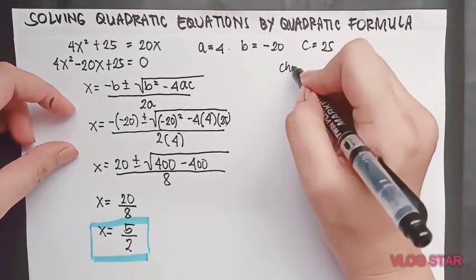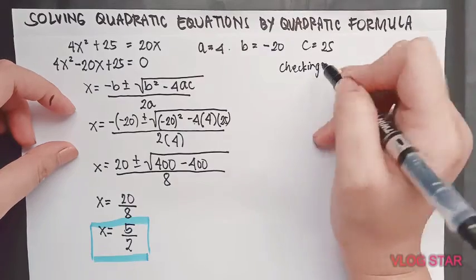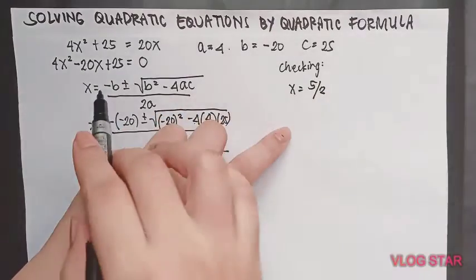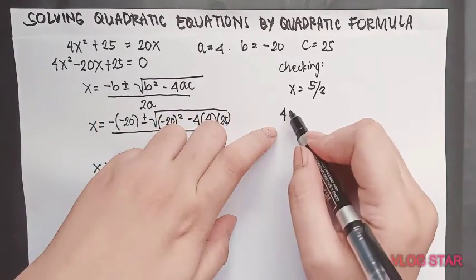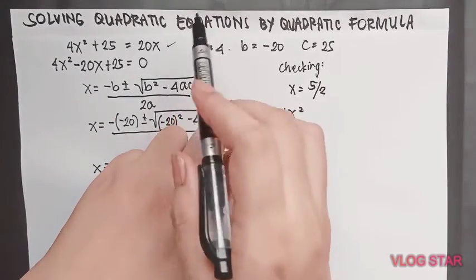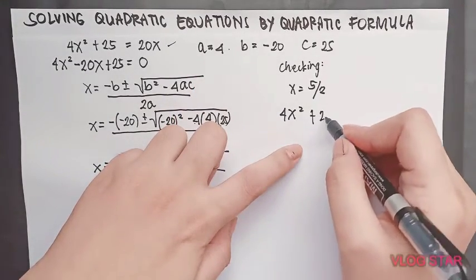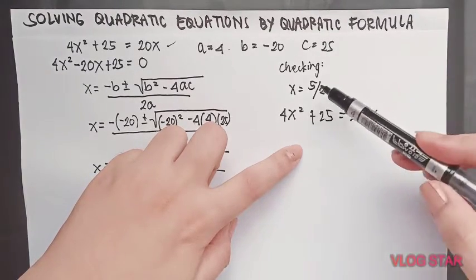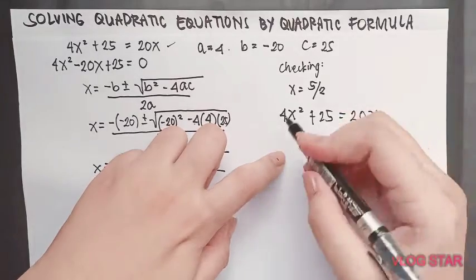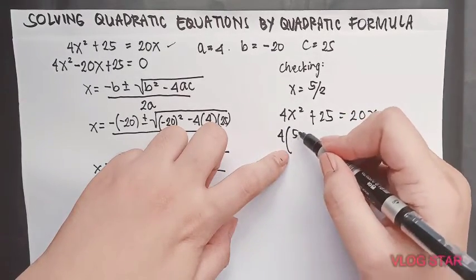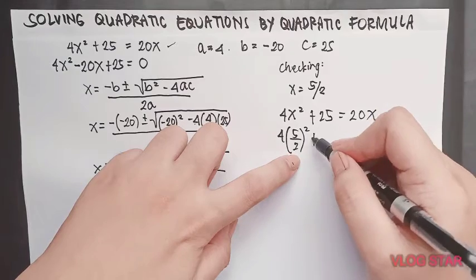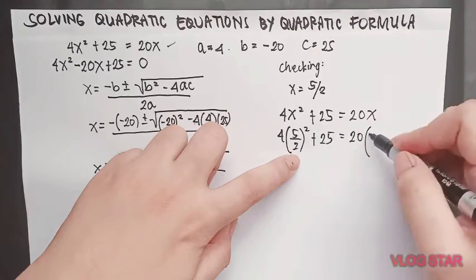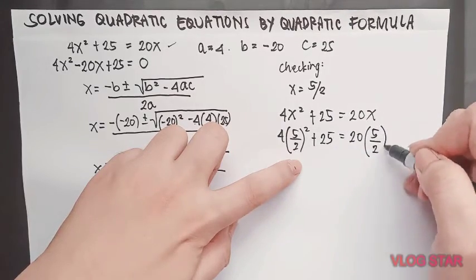Let us have the checking. Let us check if x equals 5 halves is a solution to the equation. So again, the equation is this one, 4x squared plus 25 equals 20x. Substitute 5 halves for x. So we're going to have 4 times 5 halves squared plus 25 equals 20 times x, which is 5 halves.